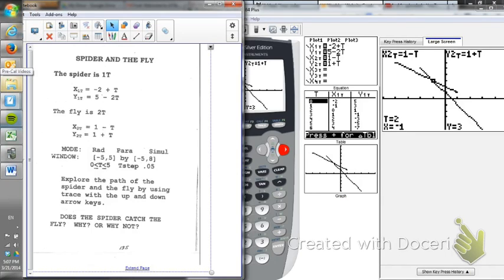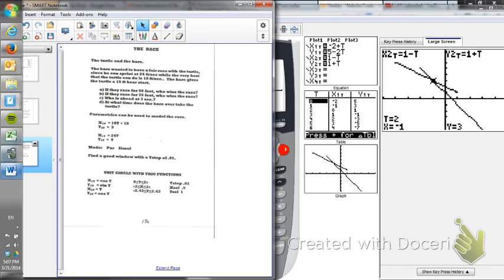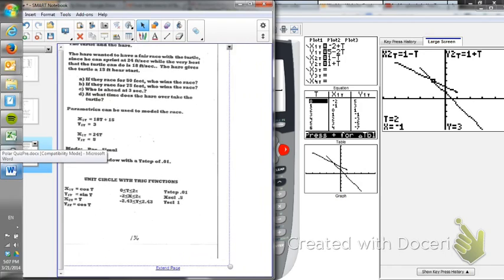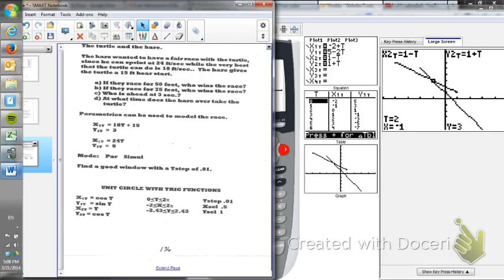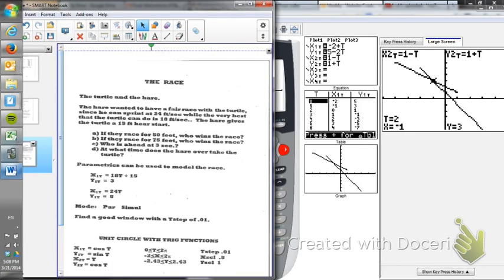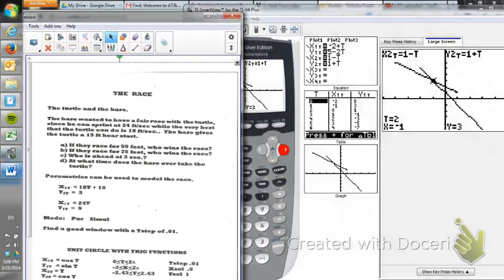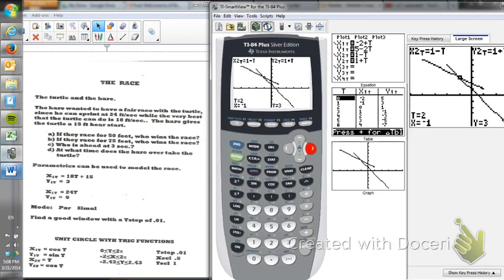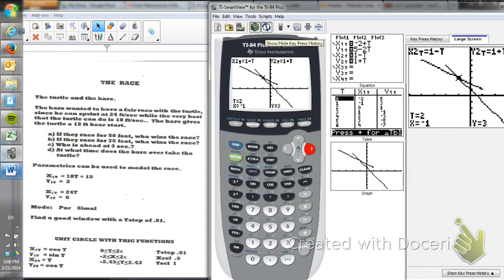Alright, now there's one last application we're going to look at here, and this is going to be the race. Okay, so we're going to watch a turtle and a hare. Again, it's going to give me some information. It says a turtle and a hare are having a race, and it gives you the speeds that they're going. So we're going to figure out who is going to be at certain places at certain times and who's going to win. And we're going to show this on the calculator.